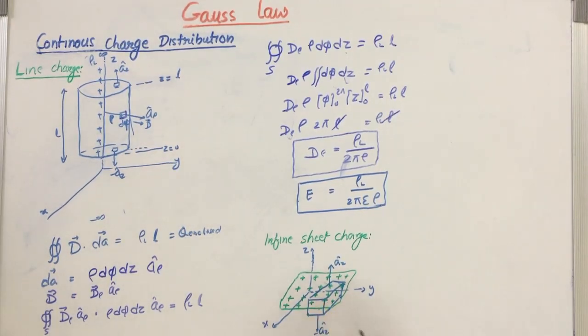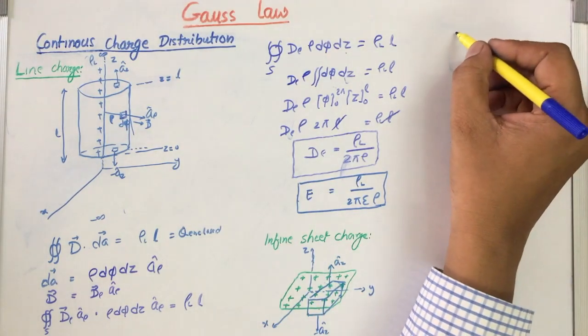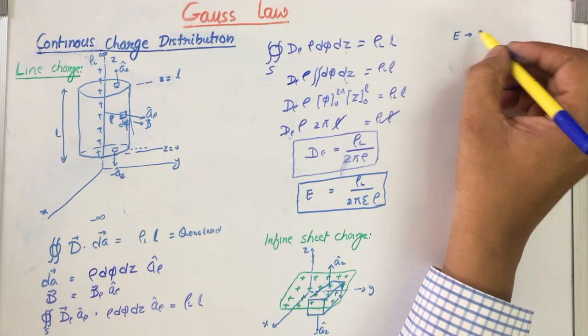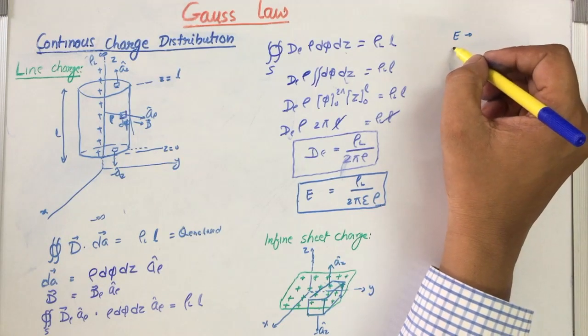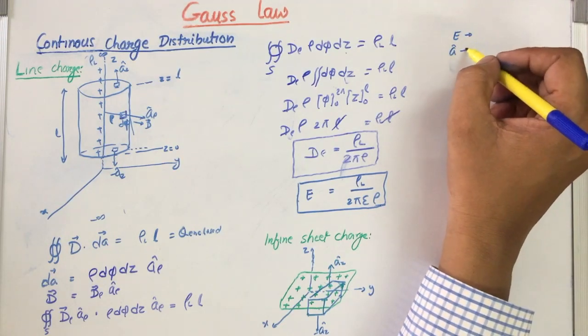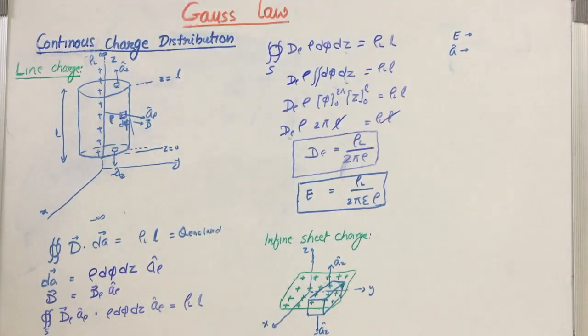There are 6 surfaces in a cuboid. However, we don't have to worry about all 6 surfaces. Just concentrate on which surfaces can be discarded for analysis. For that purpose, we know that the E direction and the area vector direction should be the same to make the flux non-zero. And for this direction, the area vector is in this direction.